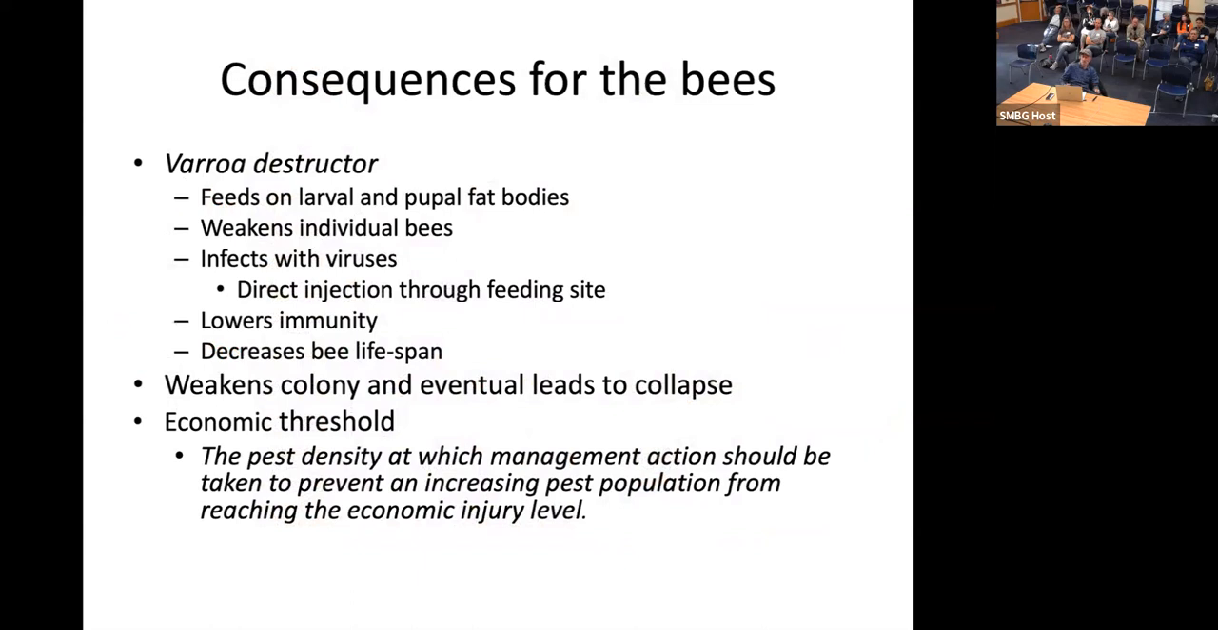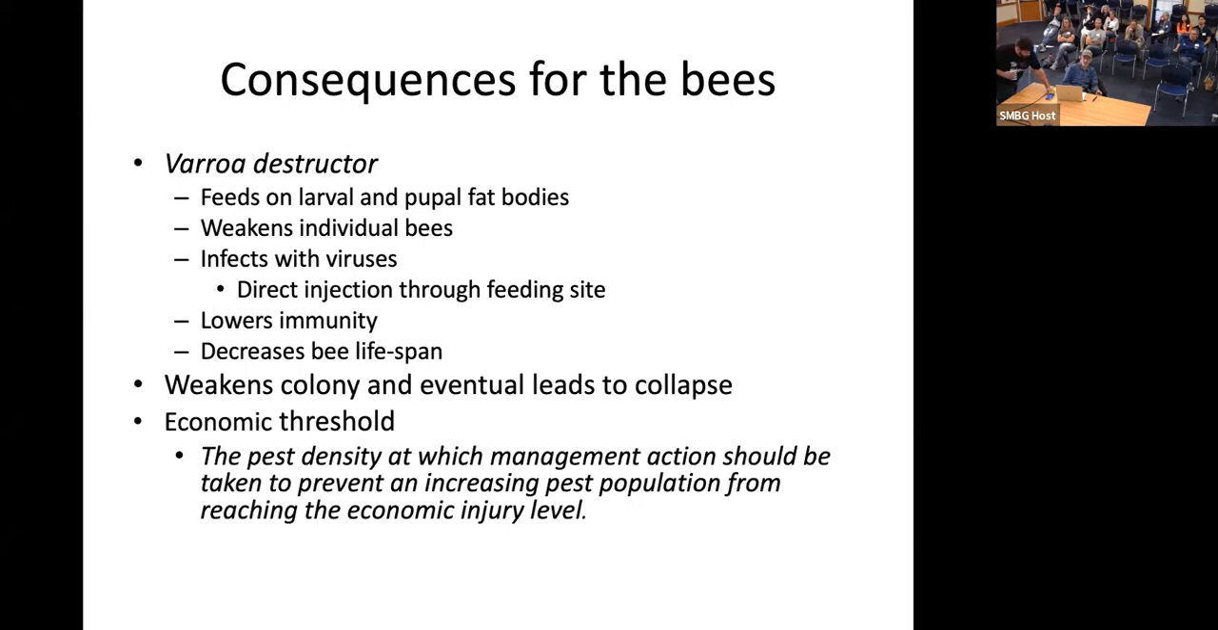What are the consequences to the bees? Well, the Varroa destructor feeds on the larva and the pupa fat bodies. That weakens the individual bees and infects them with viruses. This hole that they put into the abdomen and sixth space of the larva is not the normal way that viruses are transmitted. They are normally through oral feeding. But this causes like a hypodermic effect where they can directly inject the viruses into the bee's body, lowers immunity and decreases the lifespan.